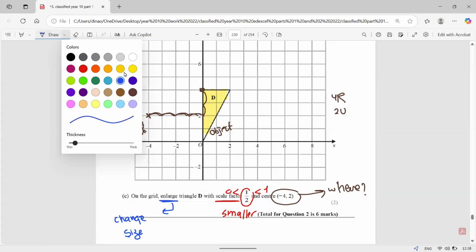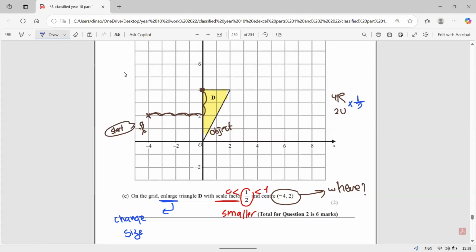You take this motion and multiply it by the scale factor given in the question. Of course, since the scale factor is positive, which is what concerns us in Excel (in Cambridge it sometimes gives a negative scale factor, and in this case you will just change the direction), 4 right times half is 2 right, 2 up times half is 1 up. So what is this blue one? The blue one is the new position of this point.